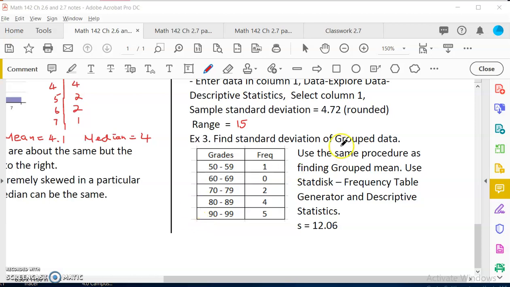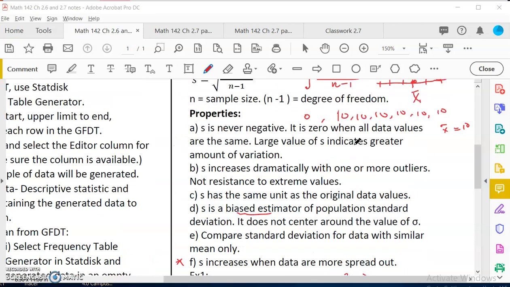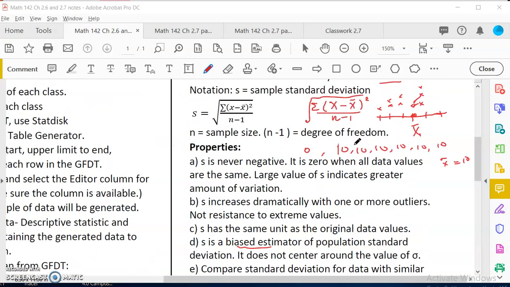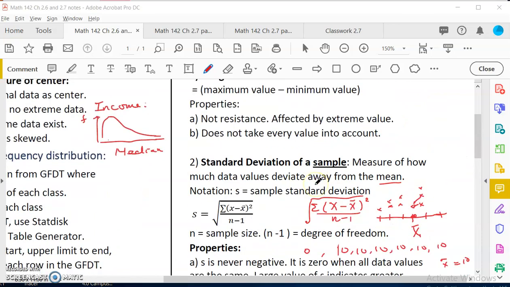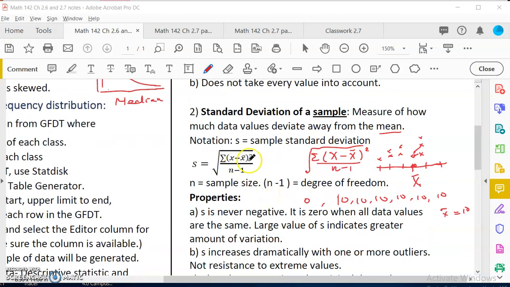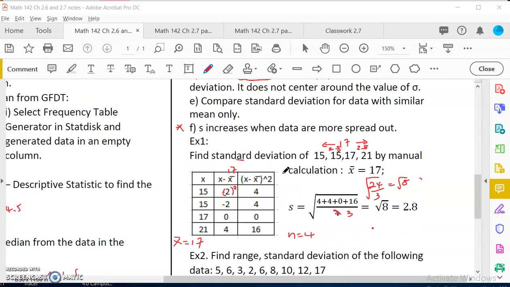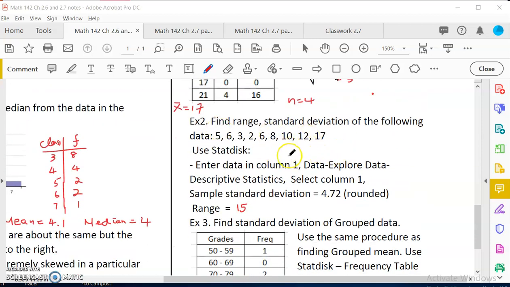In part 1, we were talking about the two summaries that we can use to measure variation of data within a data set, the range as well as standard deviation. We spent a lot of time on how to calculate standard deviation and what is the meaning of a standard deviation. So we did one by hand and then we did one with StatDisk.